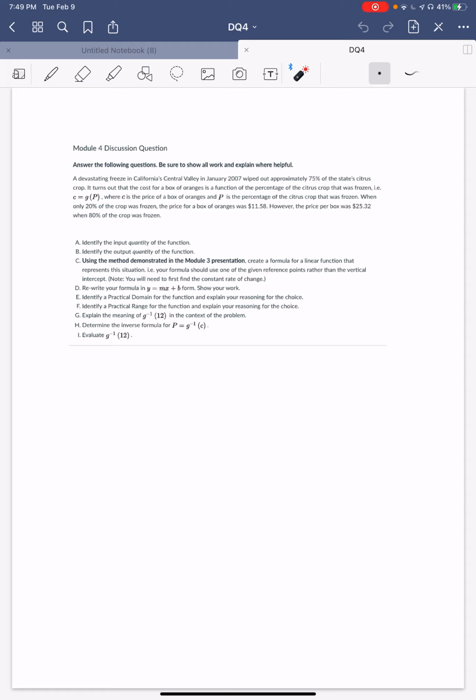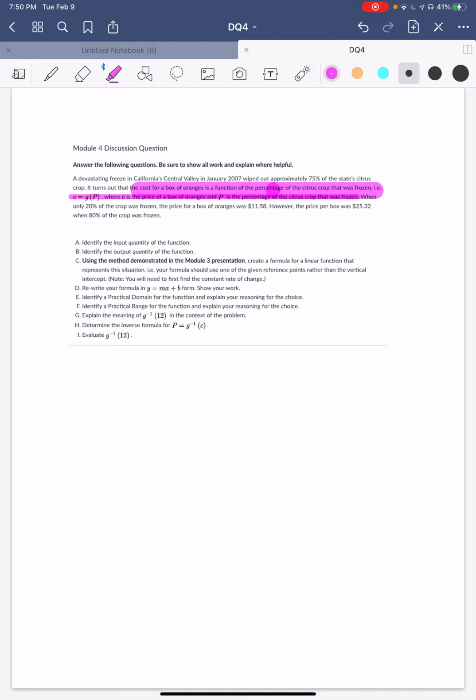There's a lot packed into that sentence right there. I'm going to highlight it, starting here: the cost for a box of oranges is a function of the percentage of the citrus crop that was frozen. Let me see if I get a smaller pen here. There we go. All right, so then we go to further information. When 20% of the crop was frozen, the price for a box of oranges was $11.58. However, the price per box was $25.32 when 80% of the crop was frozen.